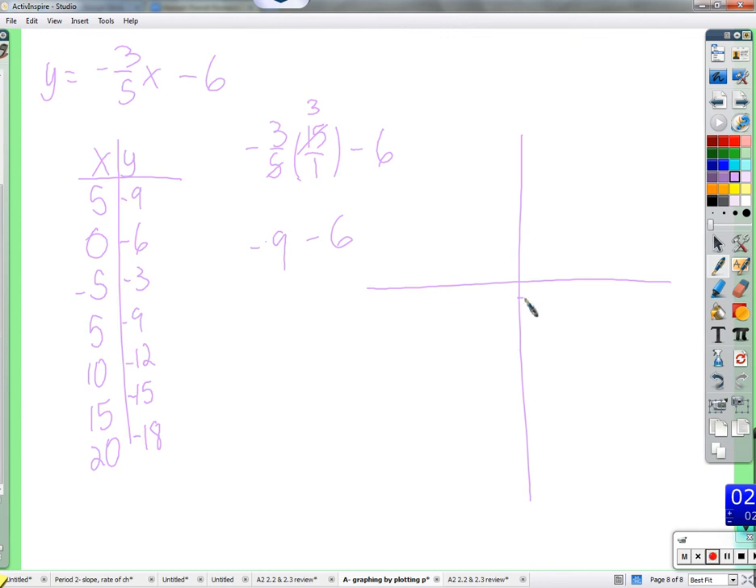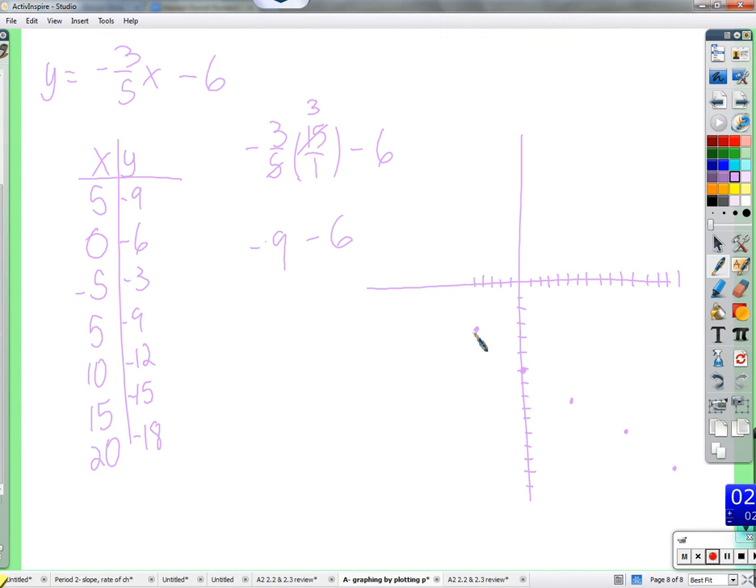We have a bunch of points here. 0, negative 6. 5, negative 9. 10, negative 12. 15, negative 15. You can go the other direction. Negative 5, negative 3. So if I move to the left, a multiple of 5, left 5, then I start coming up 3, right? Because I'm subtracting a negative 3. So up 3 from there. There we go. There's another point.